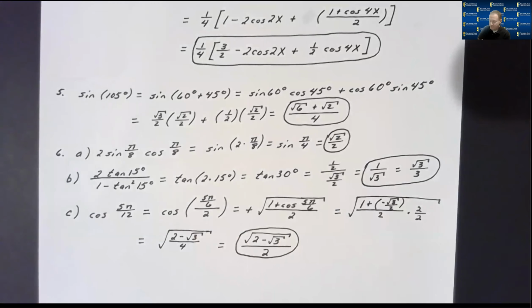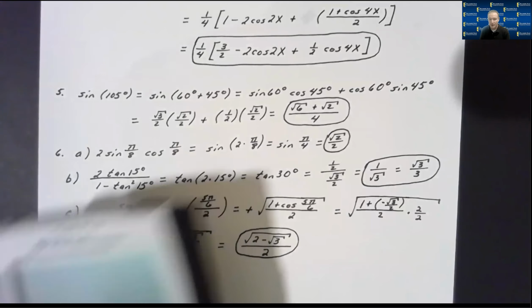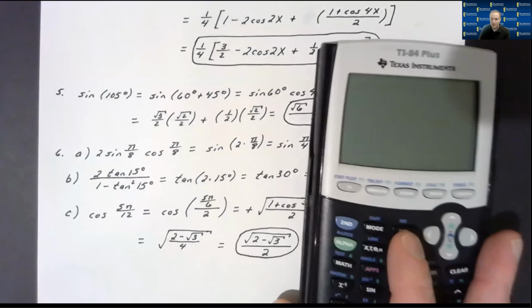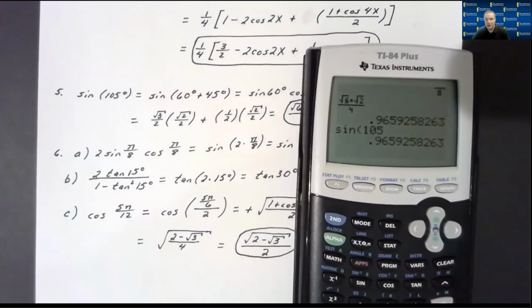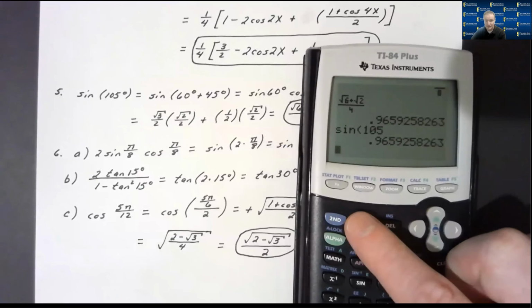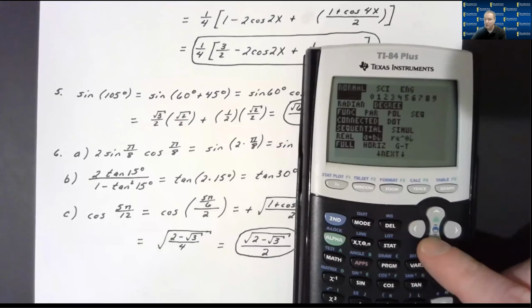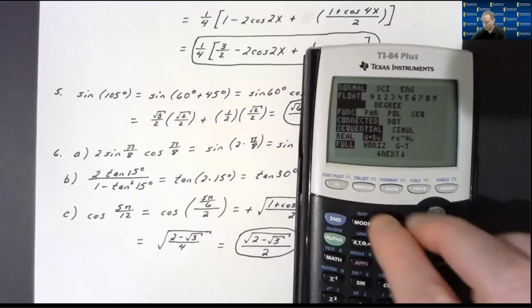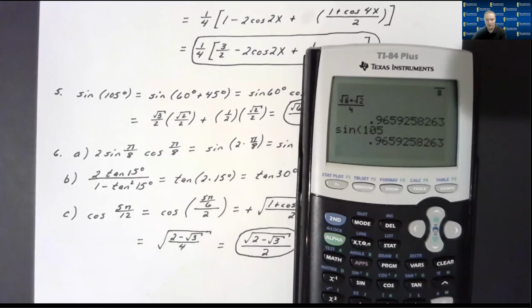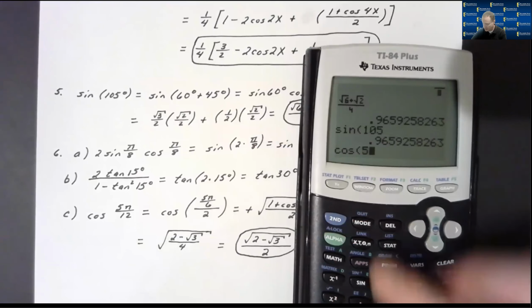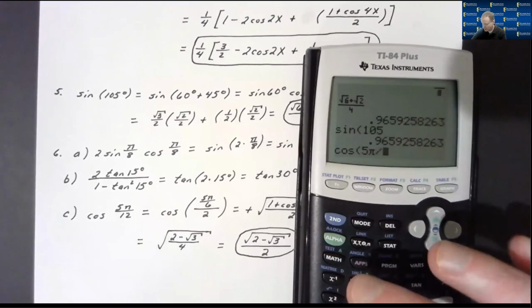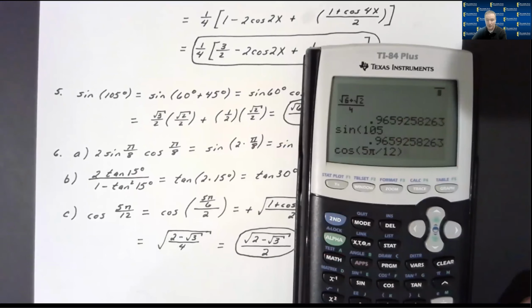Now, for the first time, you might want to check this one just to be sure you're on the right side, so I will. If I were checking this time, I need to be in radian mode. Please make sure you're in the right mode if you're wanting to use your calculator to check these. And this is the cosine of 5 pi divided by 12. The decimal answer I should be getting.